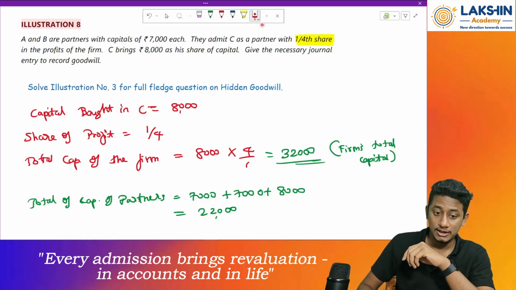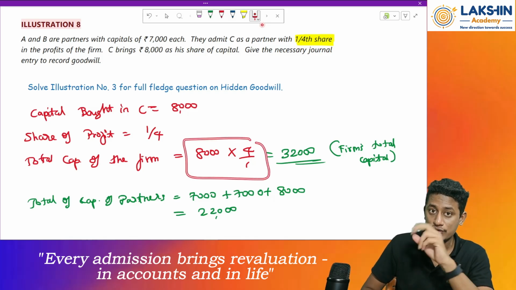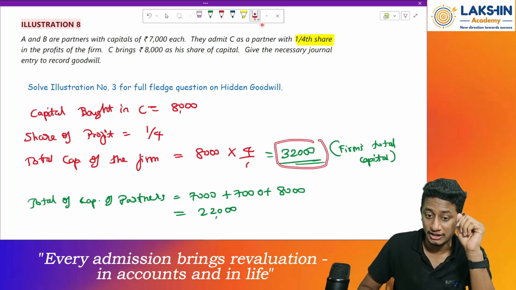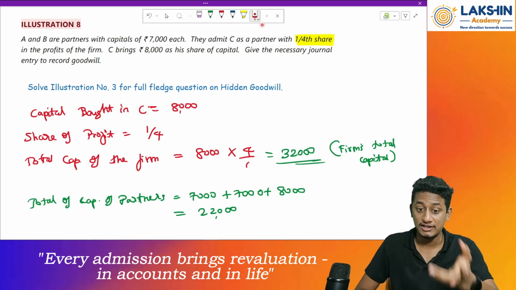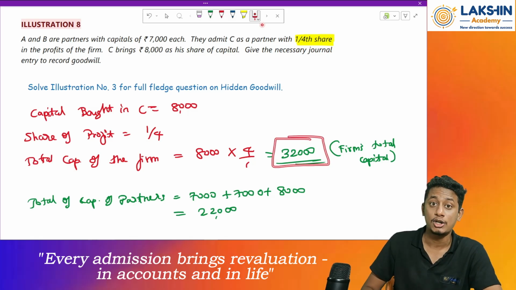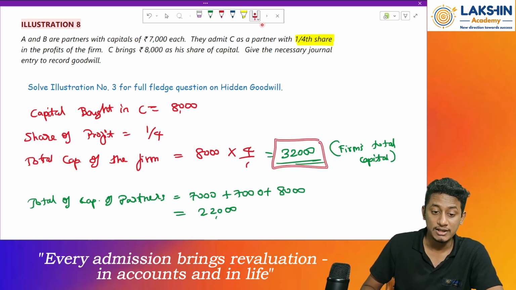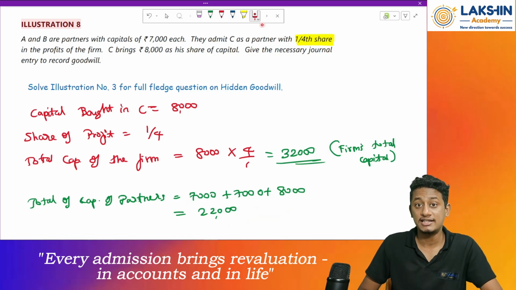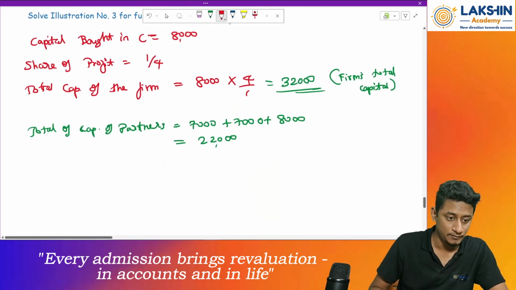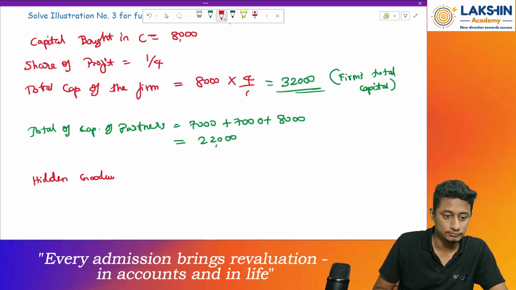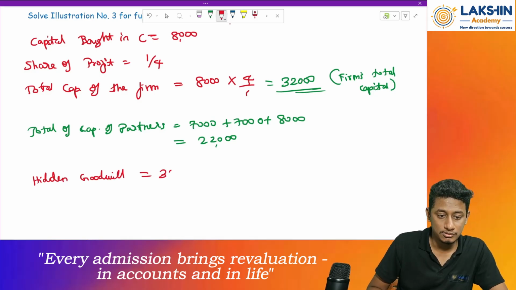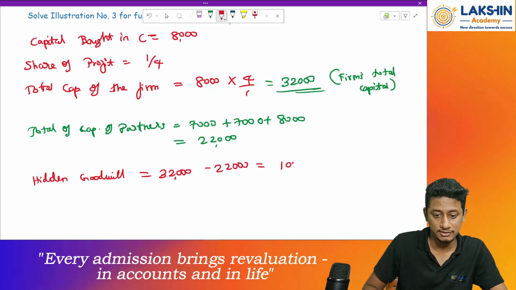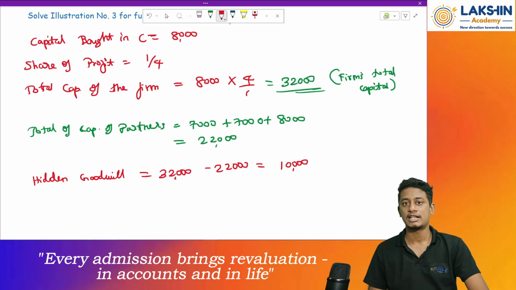But if I reverse compute using the capital of the new partner, it will be 32,000. That means after his admission, the firm's capital should be increased to rupees 32,000. But there is a difference between these two values, right? This difference will be called hidden goodwill. So my hidden goodwill will be 32,000 minus 22,000, that is rupees 10,000. Clear how to find the value of goodwill?